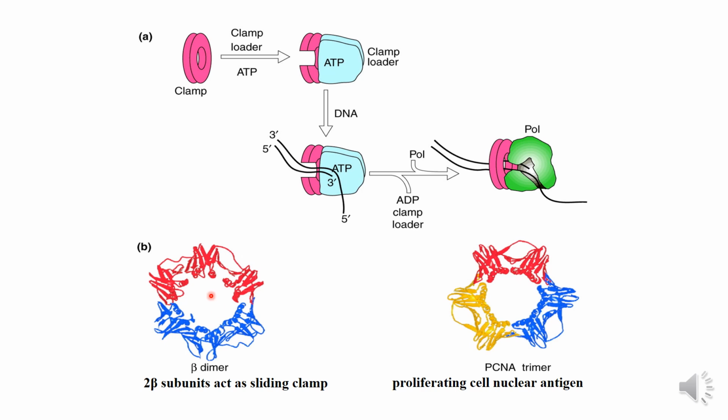So this is the beta dimer of prokaryotes, which is the clamp, and in eukaryotes it is the PCNA. Beta dimer is a dimeric protein and it is found in prokaryotes. It is the clamp protein. PCNA is a trimeric protein, which is a clamp protein of the eukaryotes.